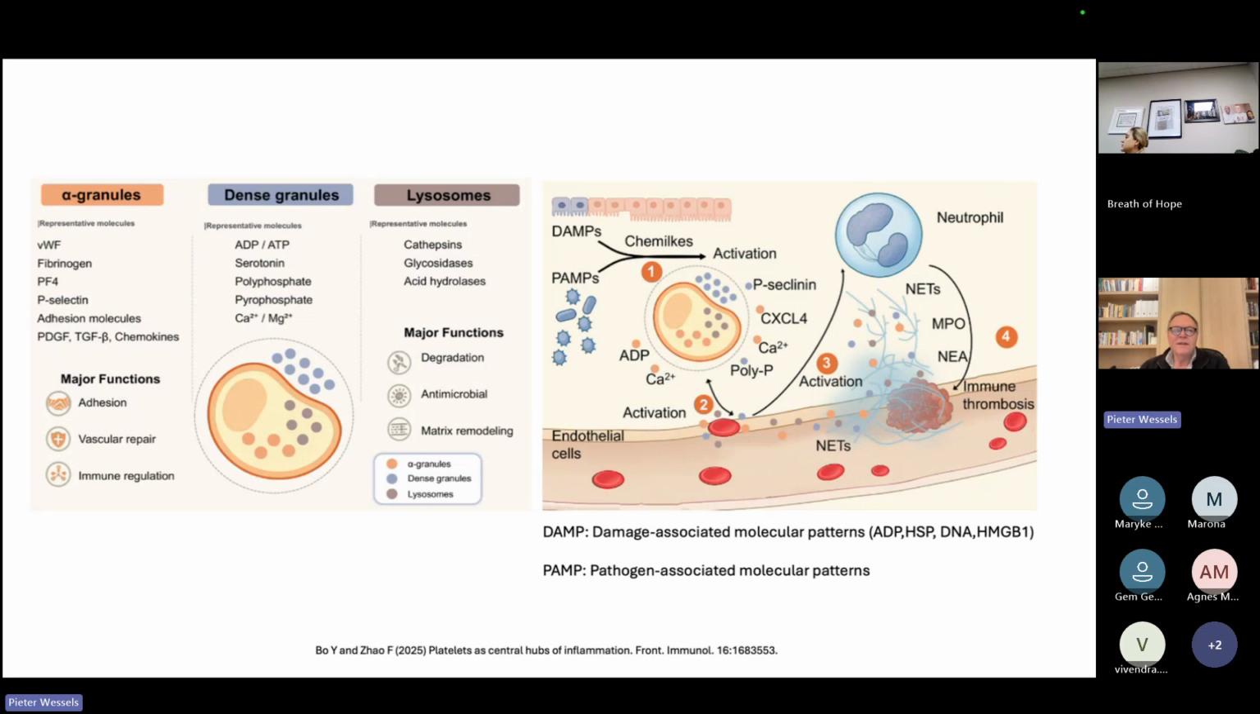I should continue. Then the dense granules: ADP, ATP. Now you can see those two are DAMPs, serotonin, polyphosphate, calcium. Calcium really is factor 4 in the clotting cascade. And you can see, in other words, what the platelet does. It's really enhancing clot formation.